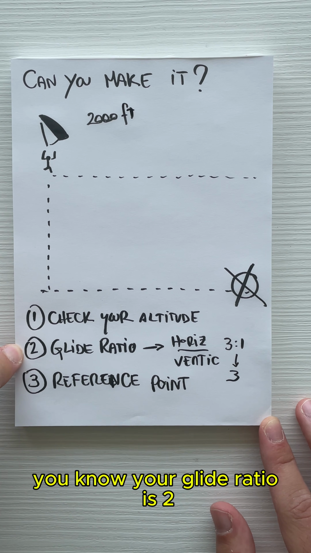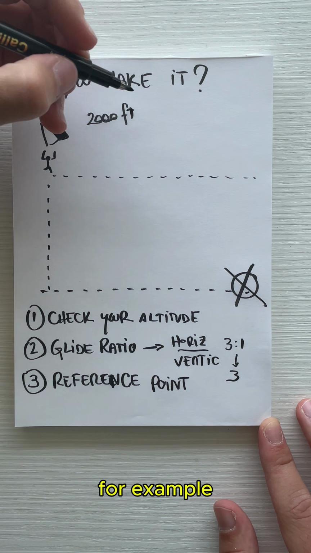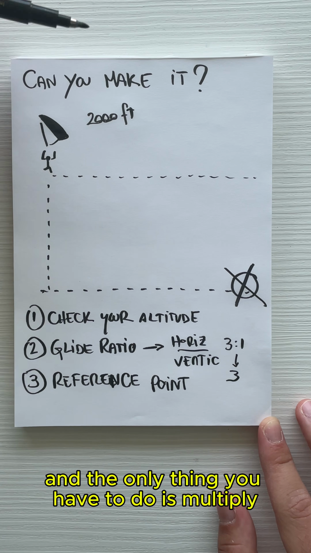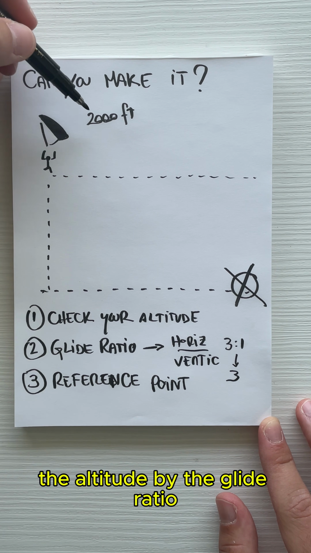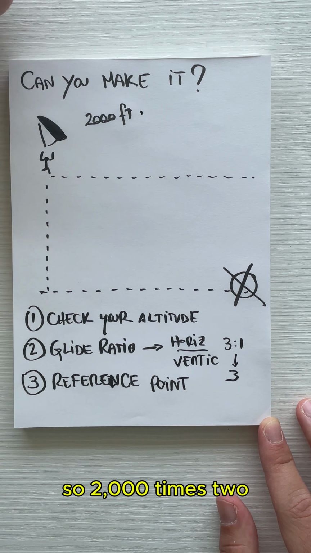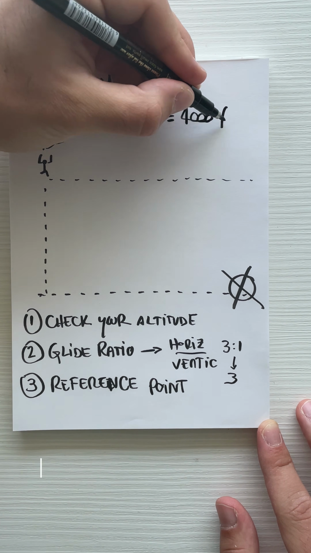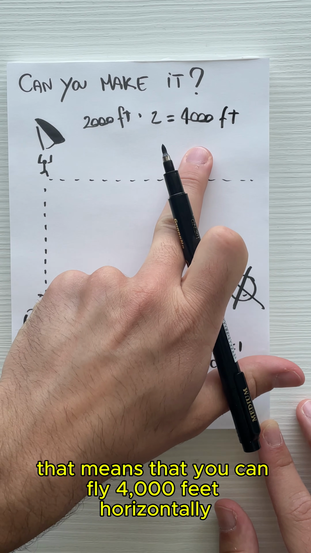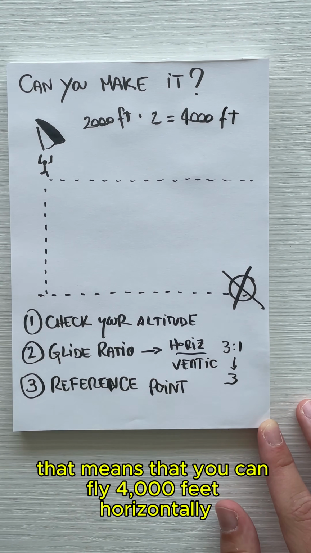You know your glide ratio is 2, for example, and the only thing you have to do is multiply the altitude by the glide ratio. So 2,000 times 2, that means that you can fly 4,000 feet horizontally.